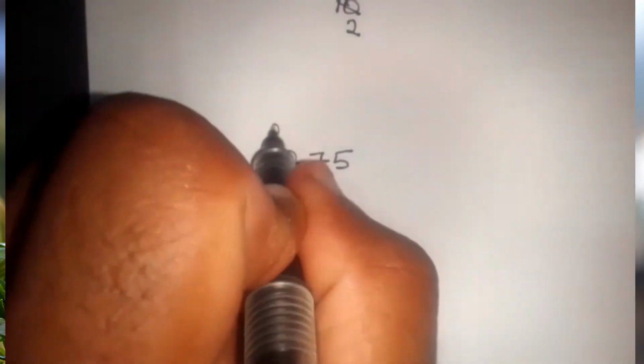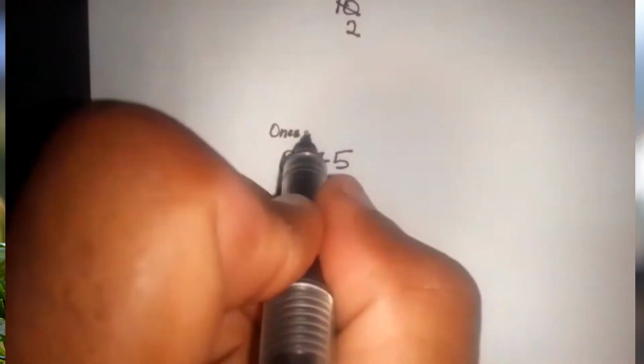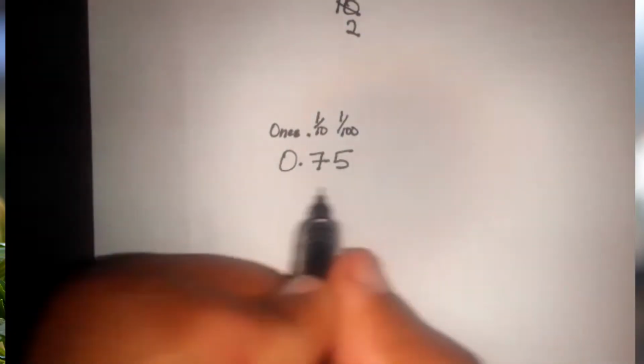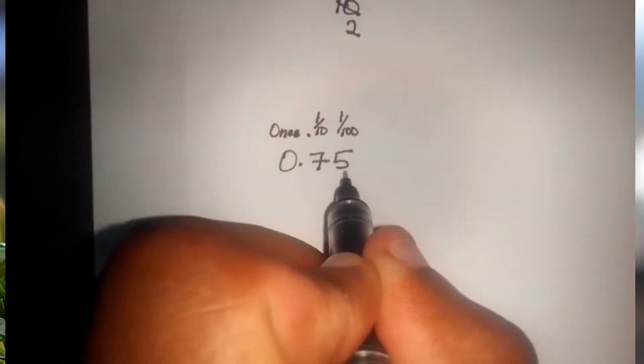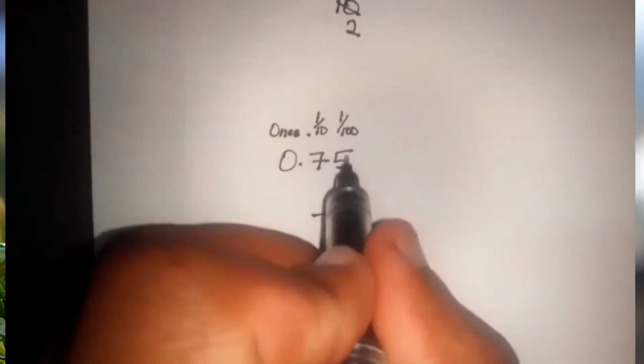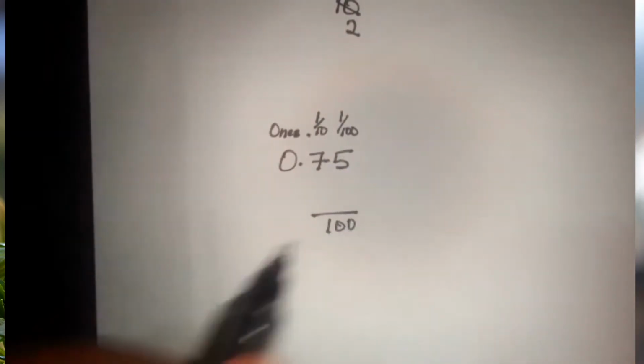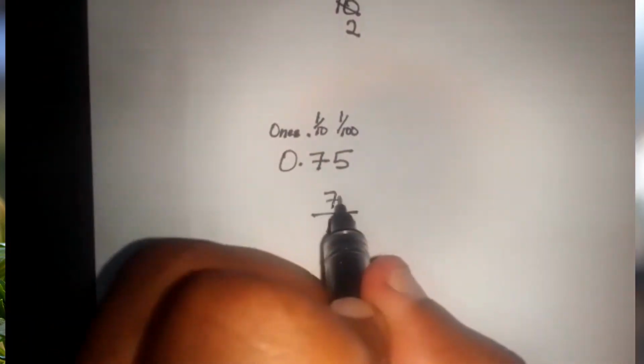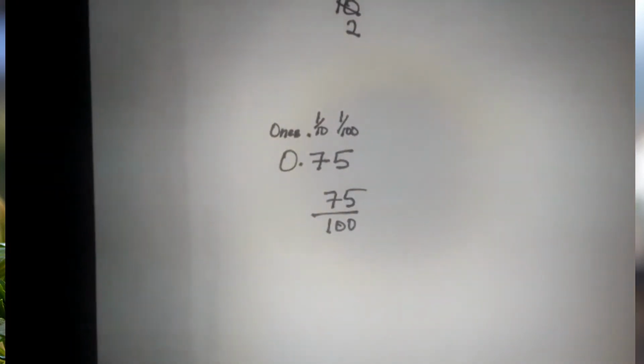Here we have 0.75. First thing I'm going to do is identify my place values. This is my ones column, then the decimal point, then I have tenths, then hundredths. Now when I look at it, the last digit of 0.75 is 5, and it's in the hundredths column. So this is what I do. The last digit is in the hundredths column, I put the 100, and then I put back all of this number, 75. Very, very easy.